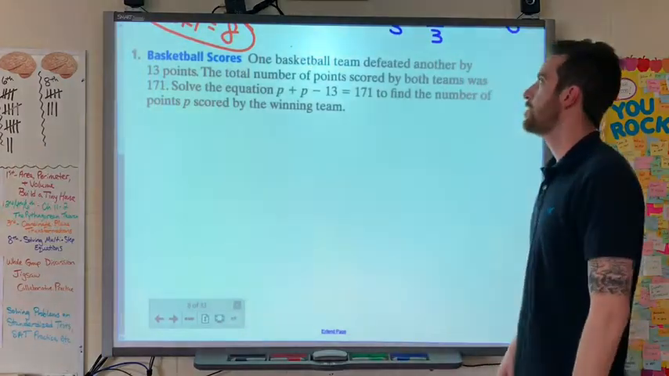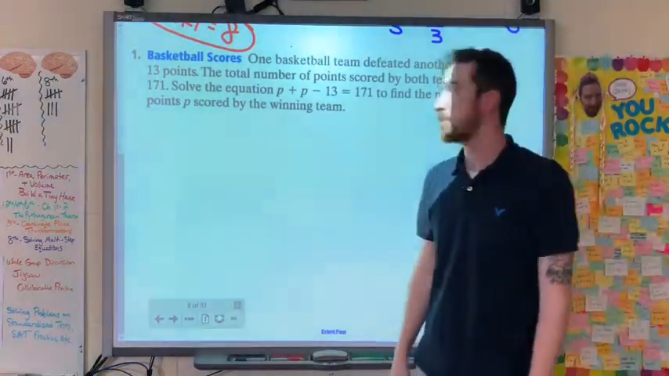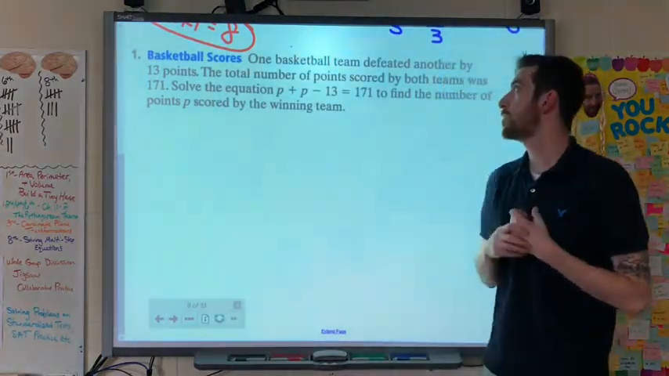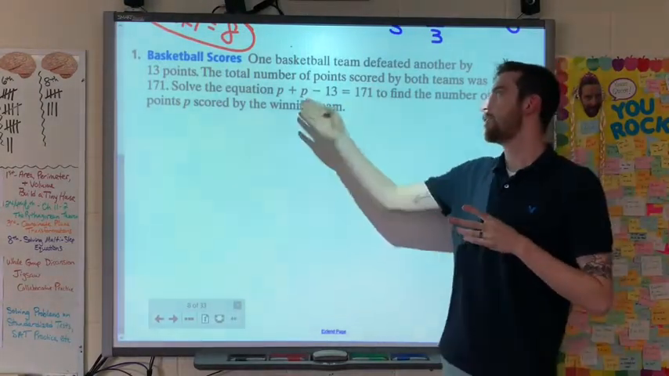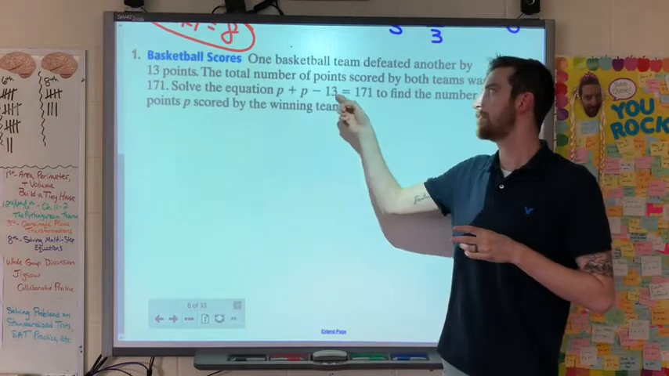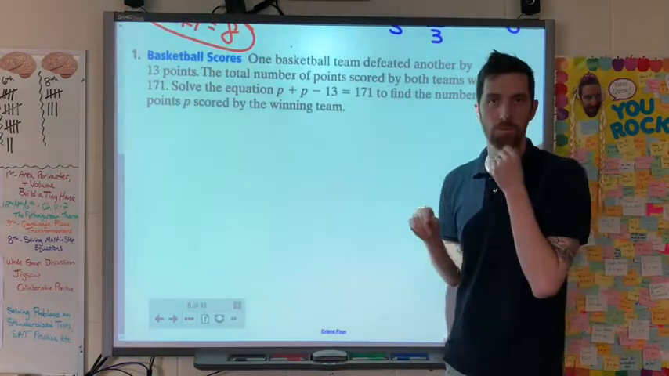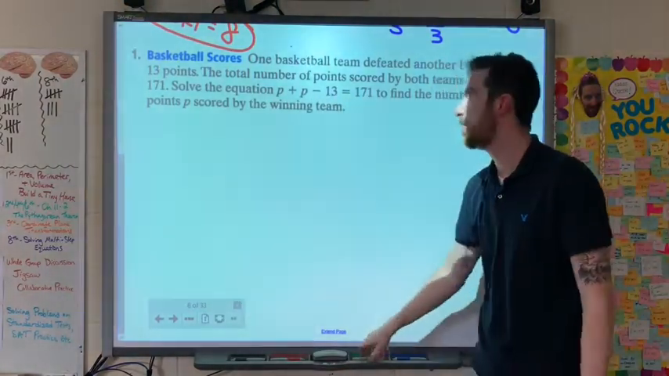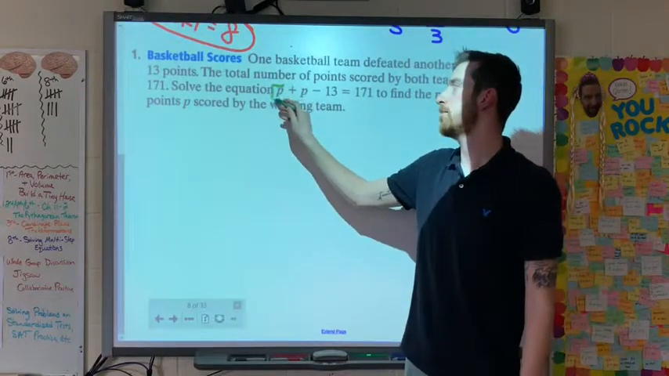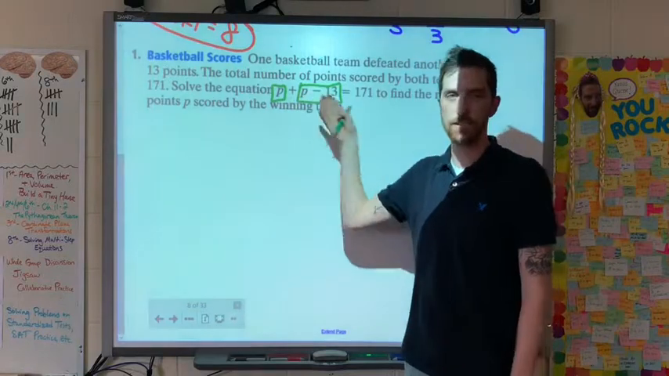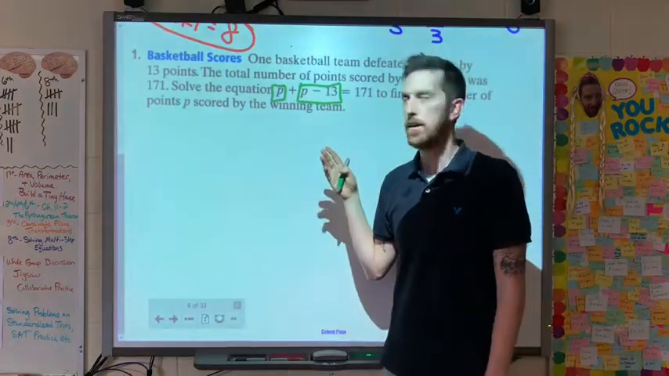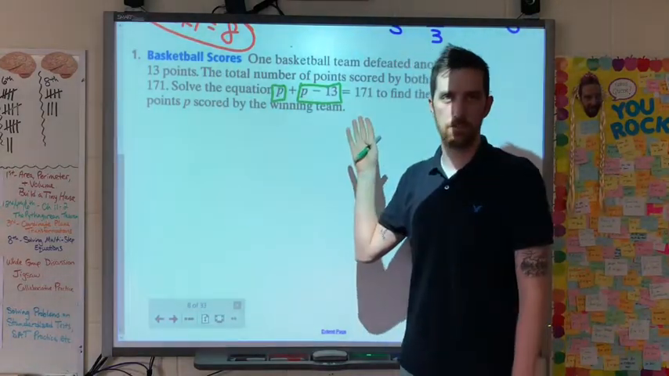One basketball team defeated another by 13 points. The total number of points scored by both teams was 171. Solve the equation P plus P minus 13 equals 171 to figure out how much each team had. So, P is the winning team. The losing team lost by 13, so that's the P minus 13 part. Altogether, there were 171 points.